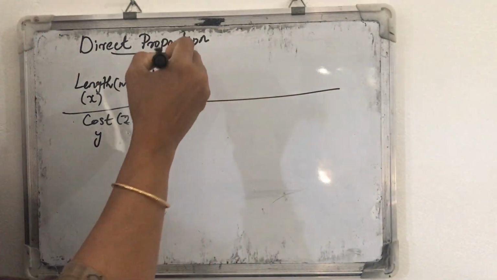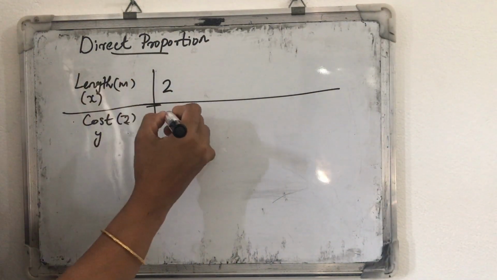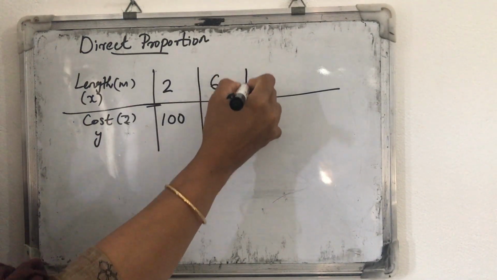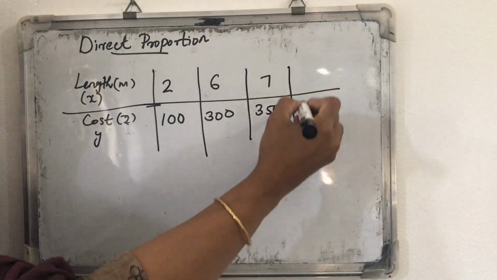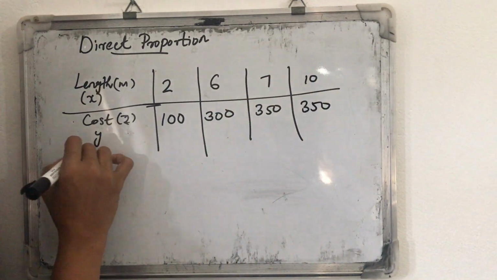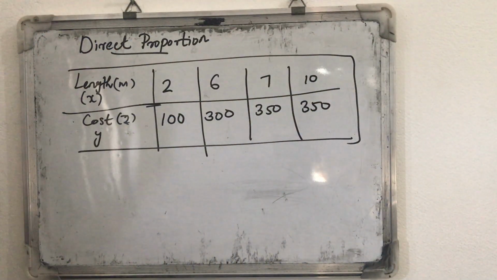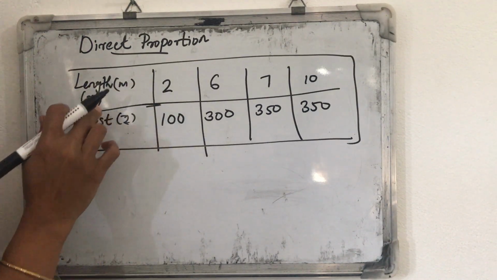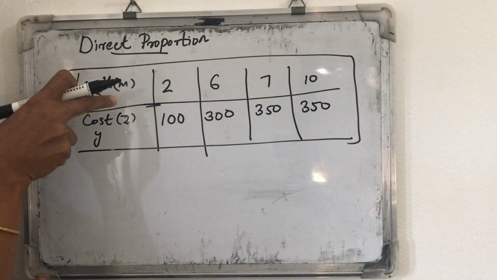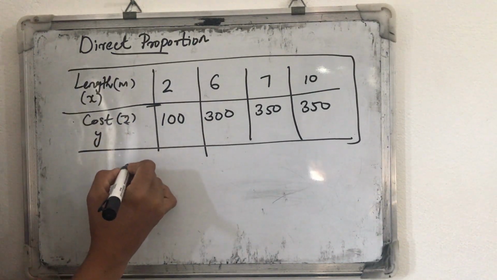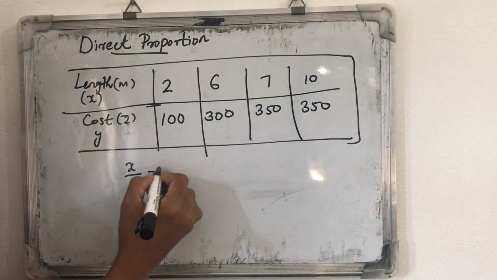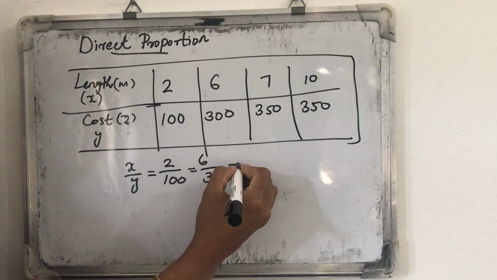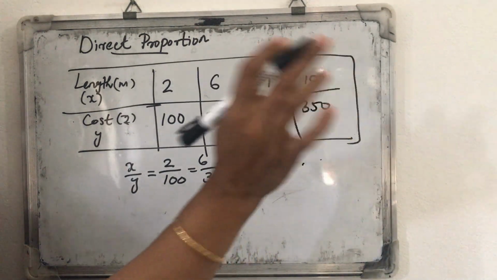Suppose we take a 2 meter cloth, and its cost is 100 rupees, and if we take a 6 meter cloth, then its cost is 300. If it is 7, its cost is 350, like that. One table is given. When we take its ratio x by y, that is the ratio of length and cost, x by y is equal to 2 by 100. The same ratio we will get when we take 6 by 300 also, and 7 by 350, like that. All will be giving the same ratio.